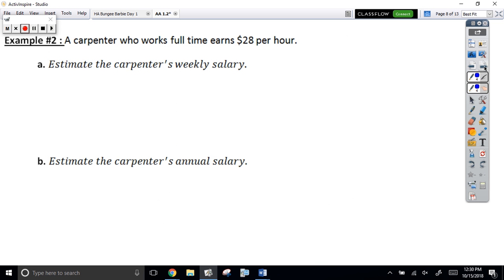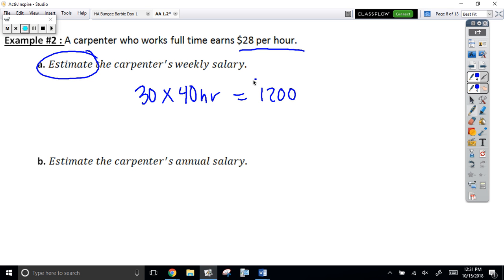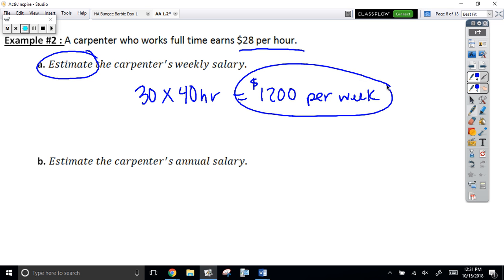Okay. A carpenter who works full-time earns $28 per hour. Estimate the carpenter's weekly salary. So if they work full-time, how many hours a week are they working? 40, okay? So we're going to take his hourly salary times 40, but let's round that. Let's estimate it to be $30 an hour so it's easier to multiply in our head. So $30 an hour times 40 hours will get me $1,200 per week. And you're trying to pick numbers that are easy to do mentally.